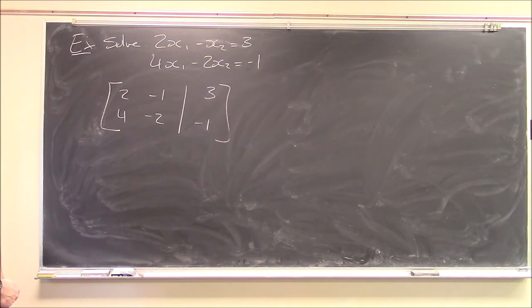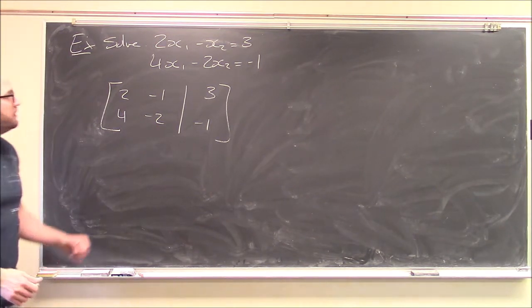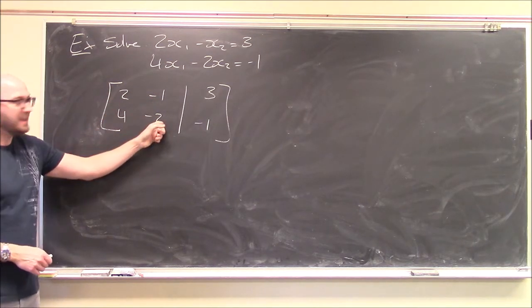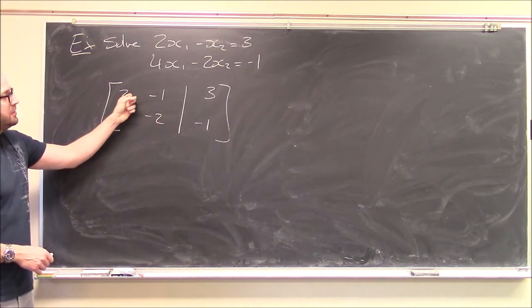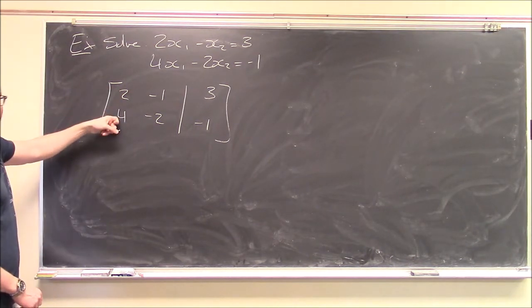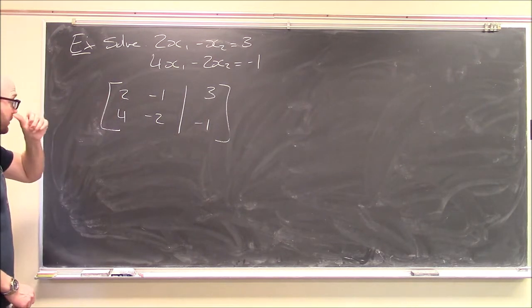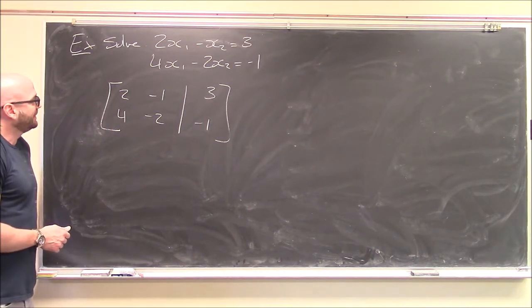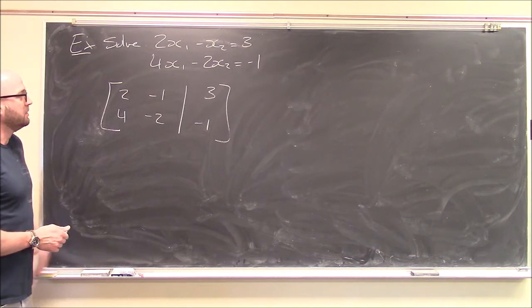Okay, let's see. What's our first step? Our first step, as always, I want to reduce this to 1, 0, 0, 1 if I can. My first step, as always, is to try and put a 1 up here. Last time we did it by interchanging 2 rows, but I don't have any rows with a 1 in this first column. I don't see any way to avoid it. We're just going to introduce fractions here.